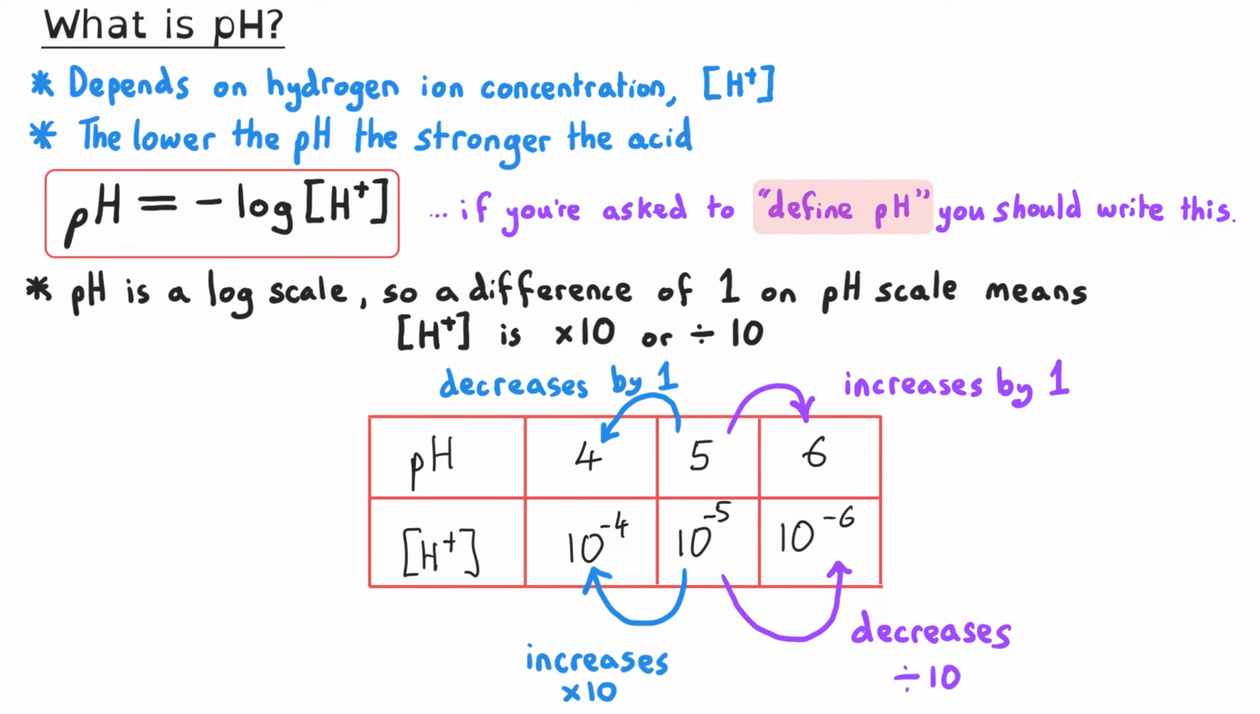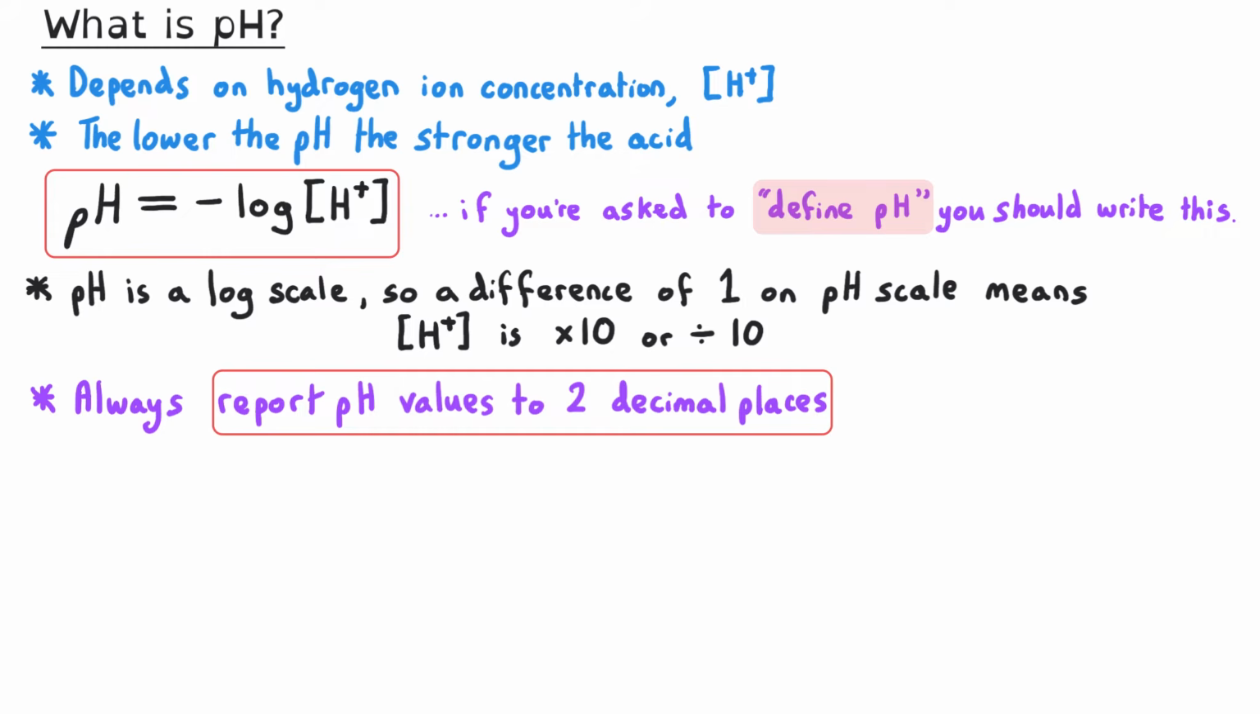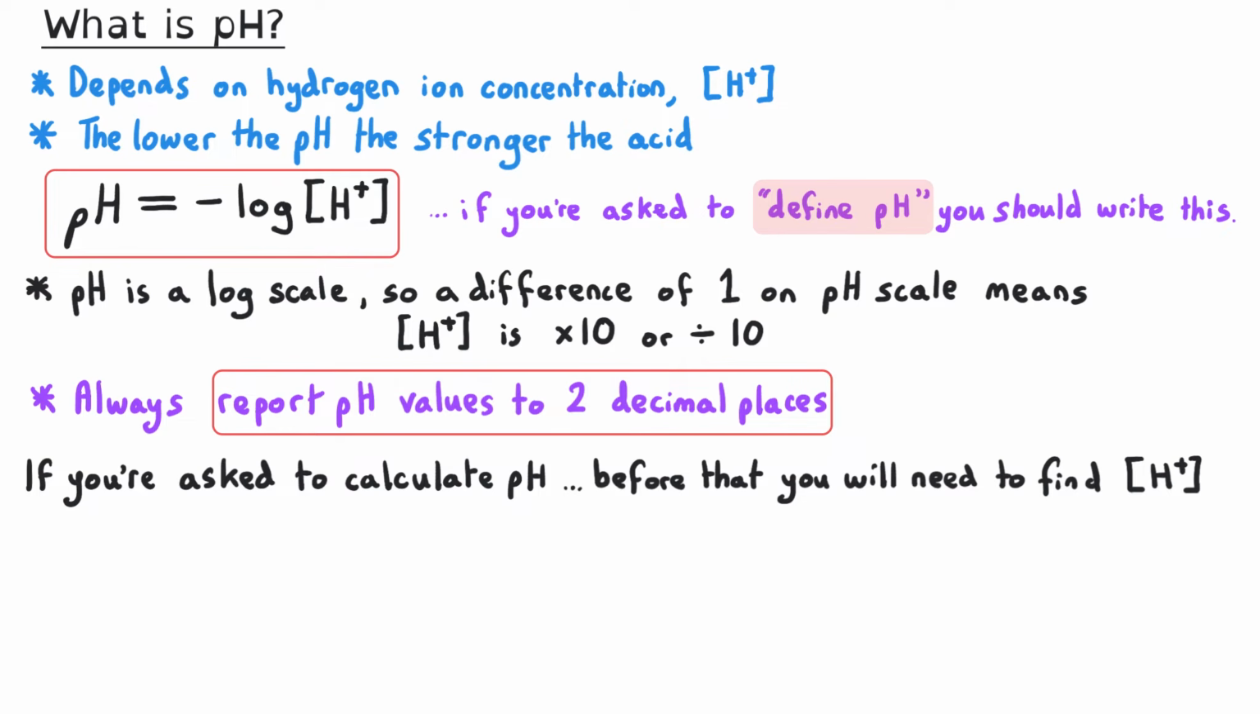As a consequence of this, it's really important to report pH values to 2 decimal points, because even that second decimal point can be really significant when we're working with a log scale. So any calculation that requires you to calculate the pH of a particular solution is going to finish with the equation that I'm showing here, which means that the second to last step in the process is likely to be to find the hydrogen ion concentration.